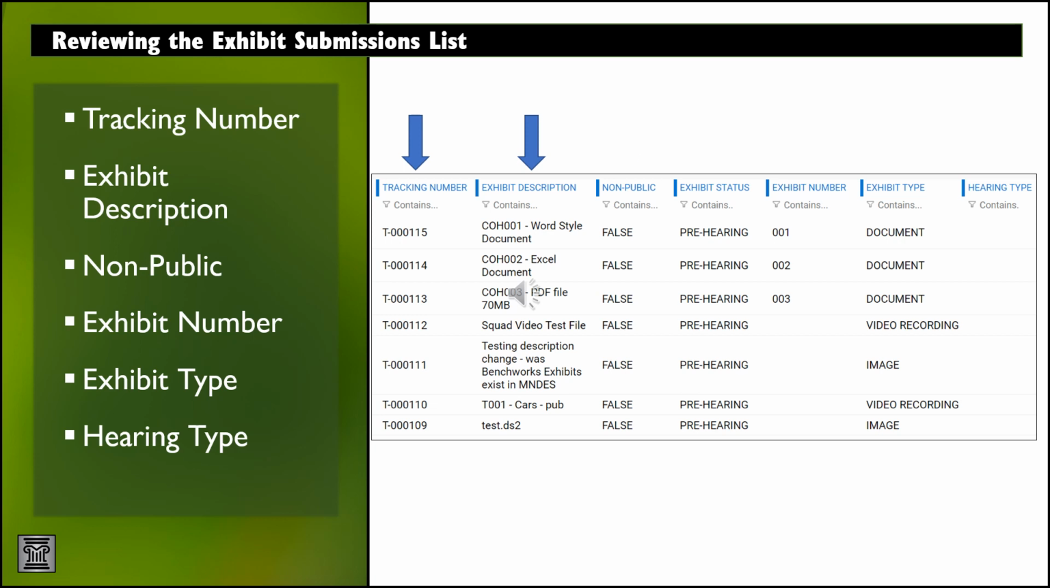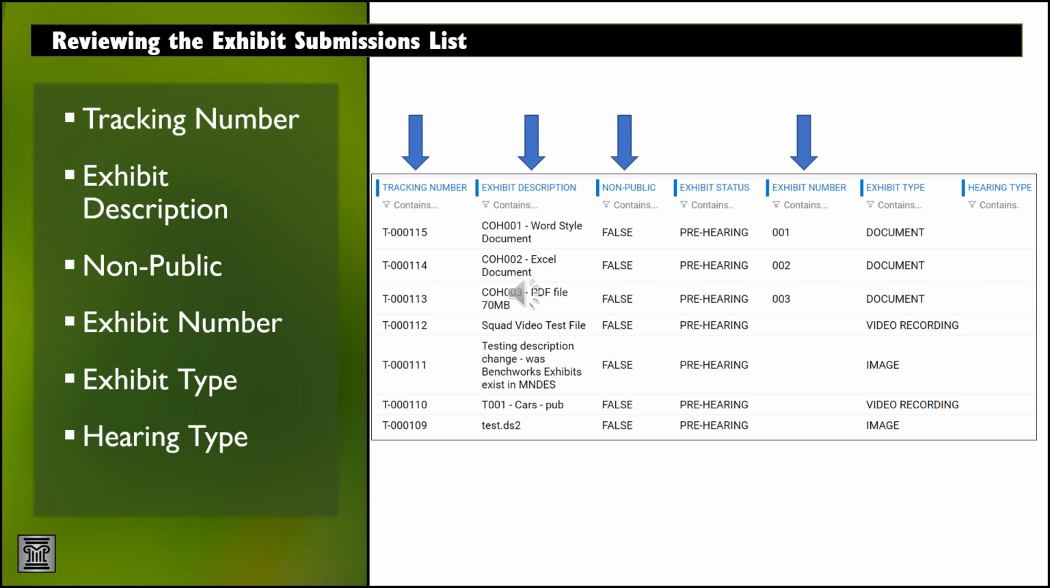In the non-public column, you'll see true or false. If it's a non-public exhibit, it will say true. If it's public, it will say false. Since most exhibits are public, you'll see false more often. It's not a required field, which is why you may see this field blank.